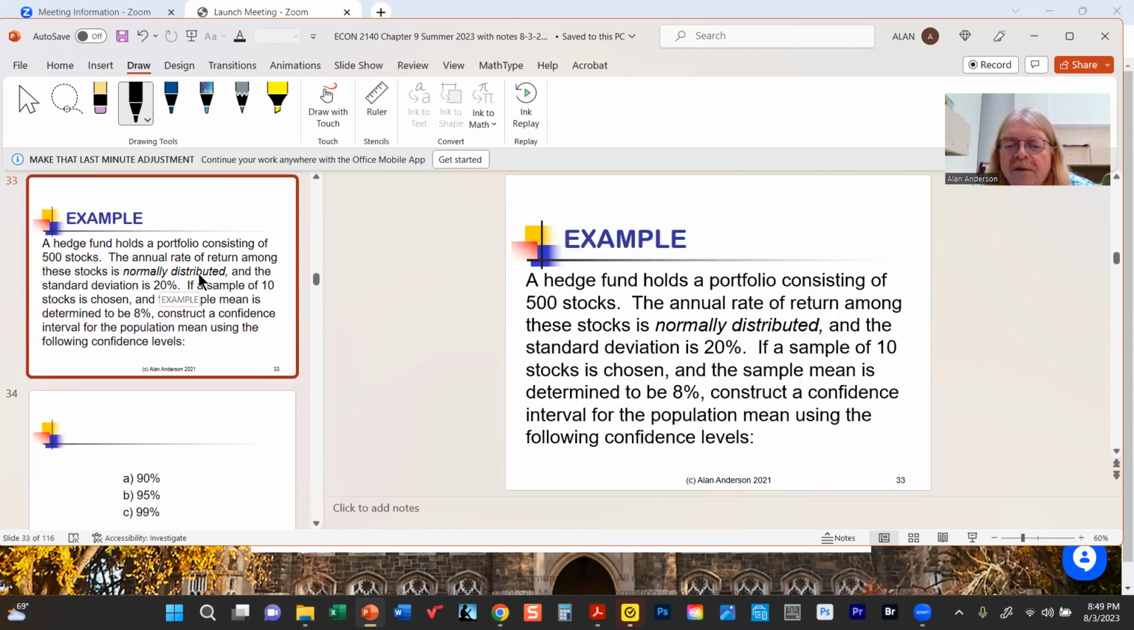All right, so here we go. We have a hedge fund with 500 stocks. Now, by the way, I just want to mention here that with these examples, the size of the population is actually not relevant. It mattered a great deal in Chapter 8, but not here.